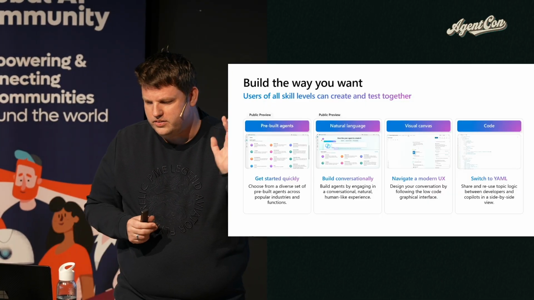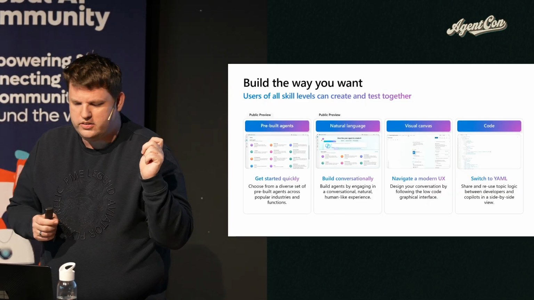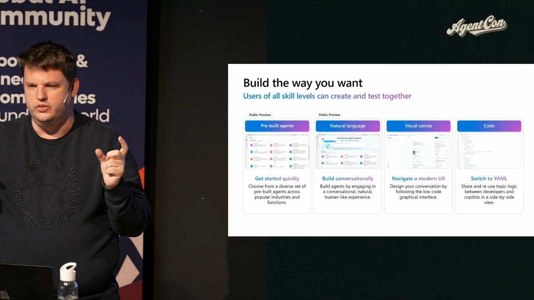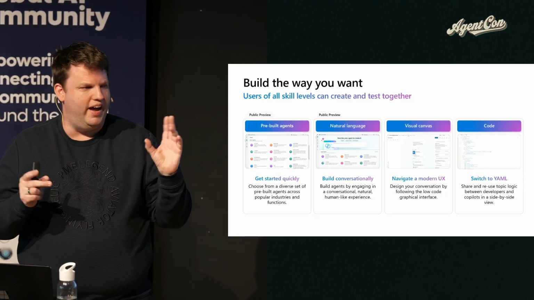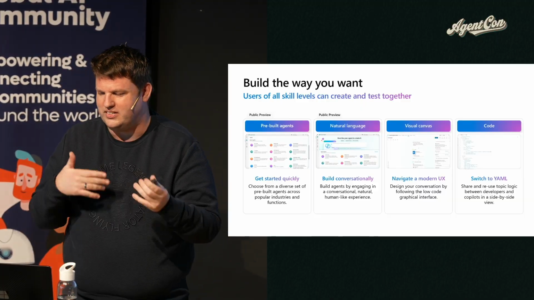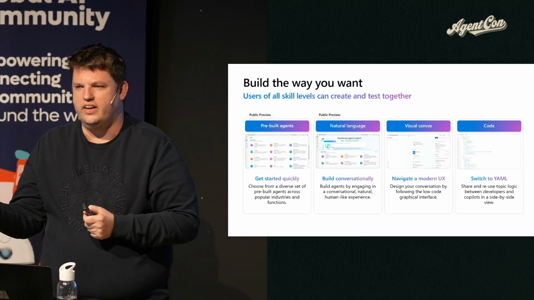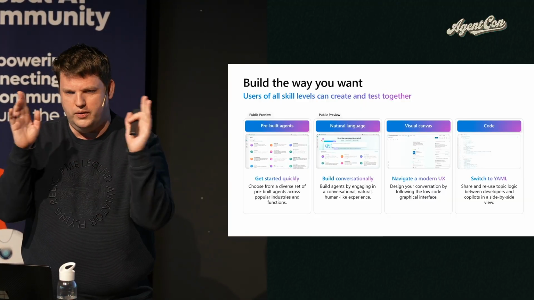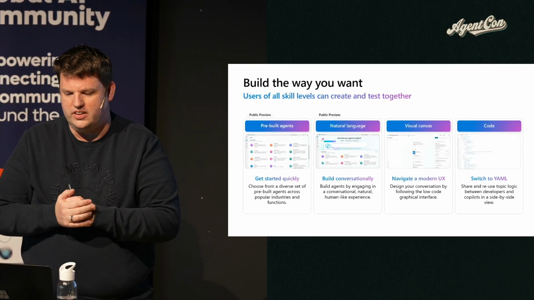Then you have the natural language part. That's where you can use the Copilot Studio agent to chat about your agent. So you can basically describe what you want, you can answer a bunch of questions, and it will generate all the stuff it needs to generate for the agent.